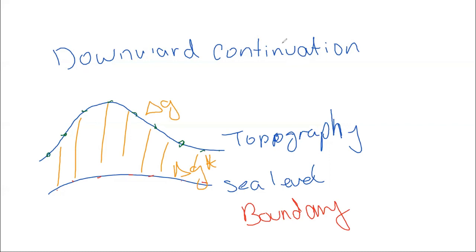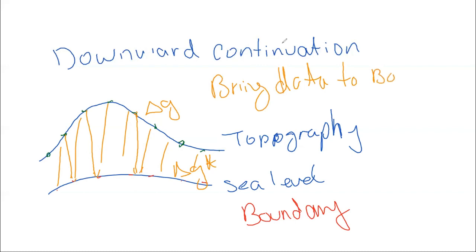Now, in this section, I will discuss just how to bring down this data to the surface of the boundary. And later we will come to the topographic effect, and how to program it. So downward continuation means to compute the data, or bring data, to the boundary.